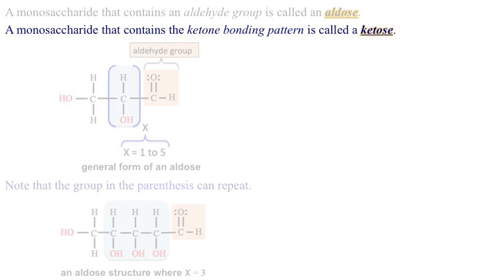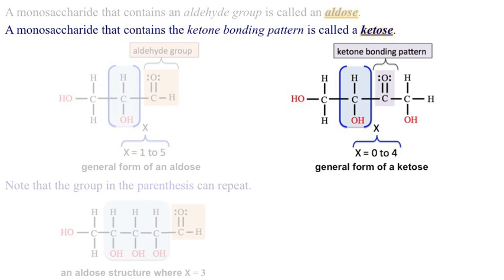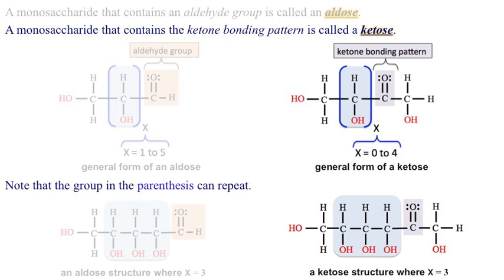A monosaccharide that contains the ketone bonding pattern is called a ketose. You're looking at the general form of a ketose here. Note that the group in the parentheses can repeat. For example, if X equals 3, the resulting ketose structure would be the one you see on the bottom right here.